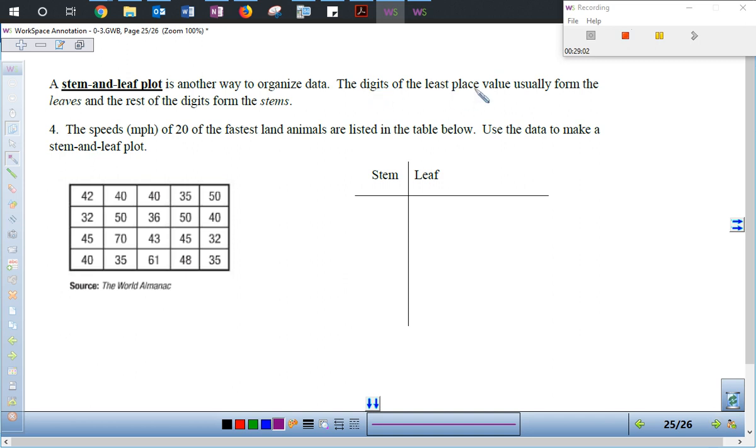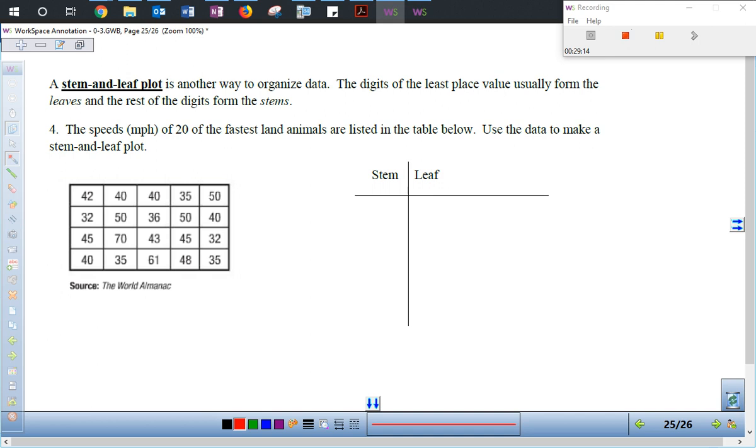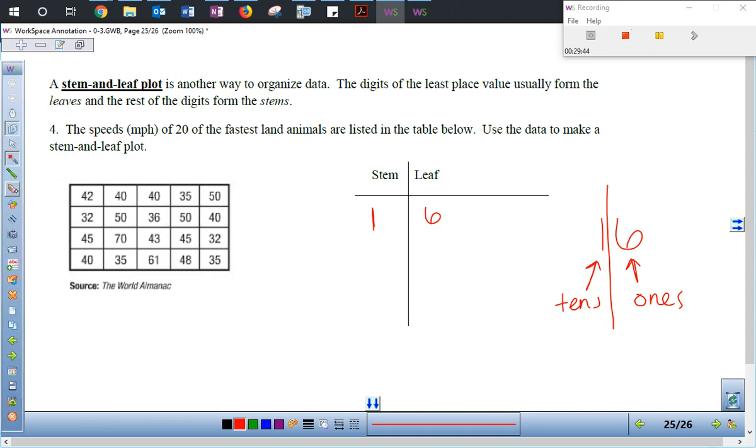It says the digits of the least place value are usually forming the leaves, and the rest of the digits form the stems. So we're going to take a number and split it into a stem and a leaf. For example, if I have the number 16, this is the tens place and this is the ones place. The tens would be the stem, and the leaf would be the ones. So we would read this instead of 1, 6 as 1 ten and 6 ones. We would read this as 16, but it helps to organize the data.